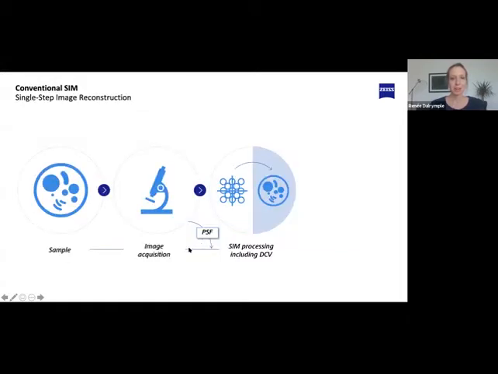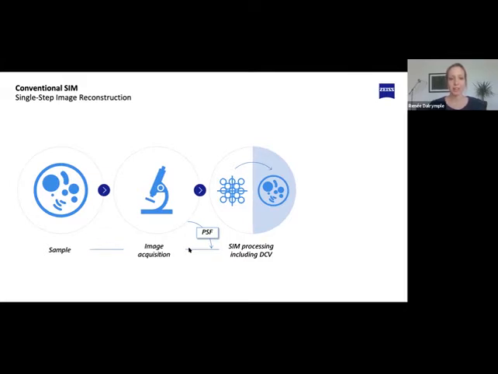So if we think about how a conventional SIM reconstruction works, of course, we're going to take an image of our sample with our patterned light. We're going to shift the pattern and all of that. And then what we're going to do is see the information from those moire fringes that we talked about earlier and extract the high frequency information and shift it back to where it belongs in the image.